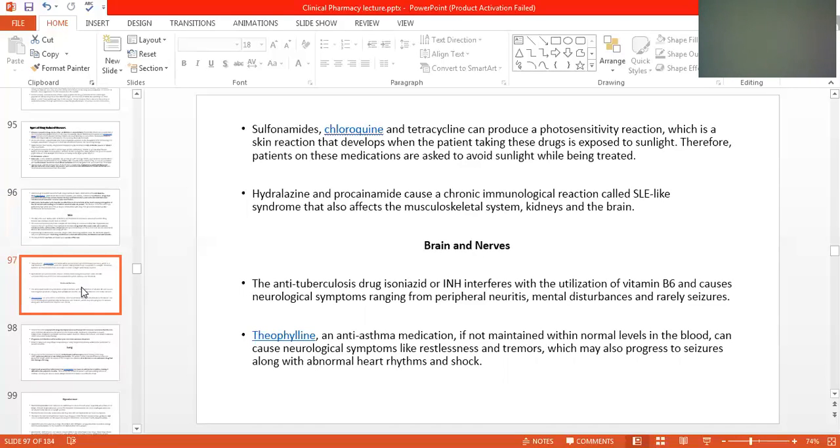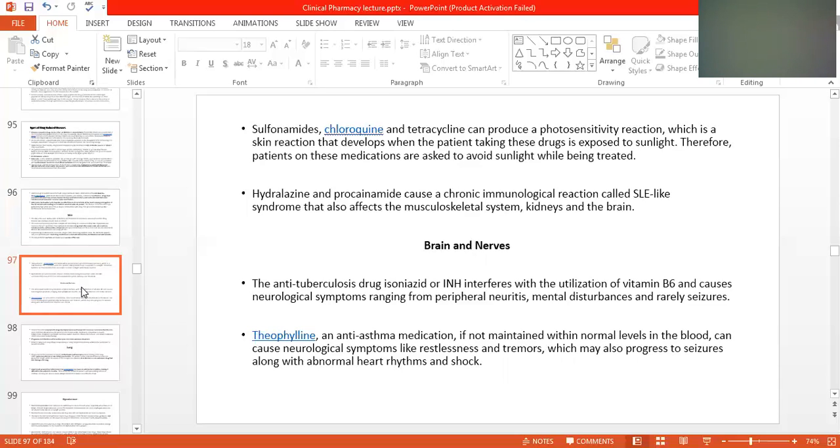Hydralazine, a bronchodilator, and procainamide cause a chronic immunological reaction called SLE, systemic lupus erythematosus-like syndrome, that also affects the musculoskeletal system, kidney, and brain. So you have observed that drugs are not only for treating the patient, but these drugs are also causing serious side effects.